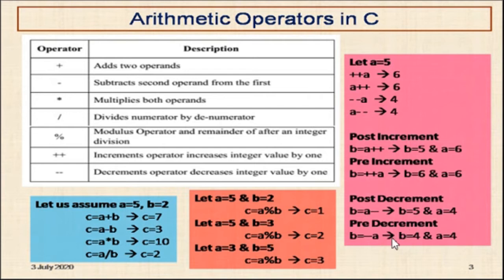Pre-decrement. So prior to assignment, the decrement operation is performed. So minus minus A becomes, B is equal to 4 and A is equal to 4. Minus minus A means minus minus 5. So 5 becomes 4. 4 will be assigned to B and A.